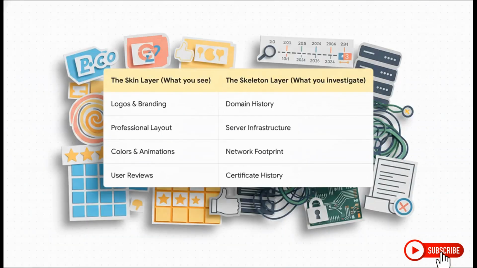What's so great about this slide is how clearly it separates the fluff from the facts. The skin layer, that's everything you see. The logos, the slick layout, all those 5-star reviews. That's what scammers have perfected. But the skeleton layer, well, that's where the truth is. It's the boring stuff, like domain history, the server setup, its network footprint. That is what we're going to learn how to investigate.